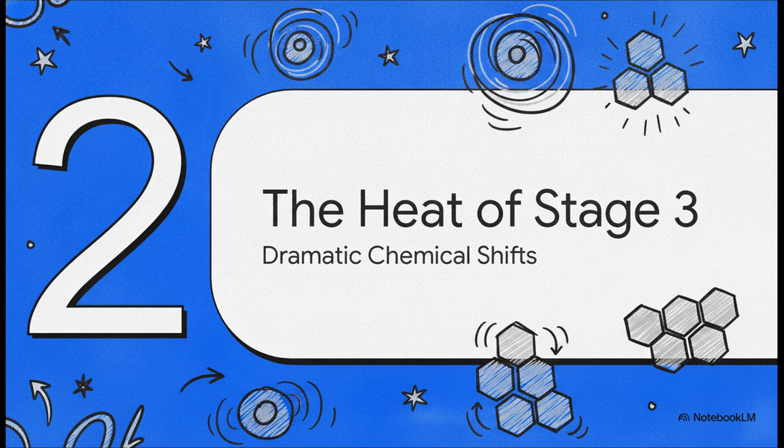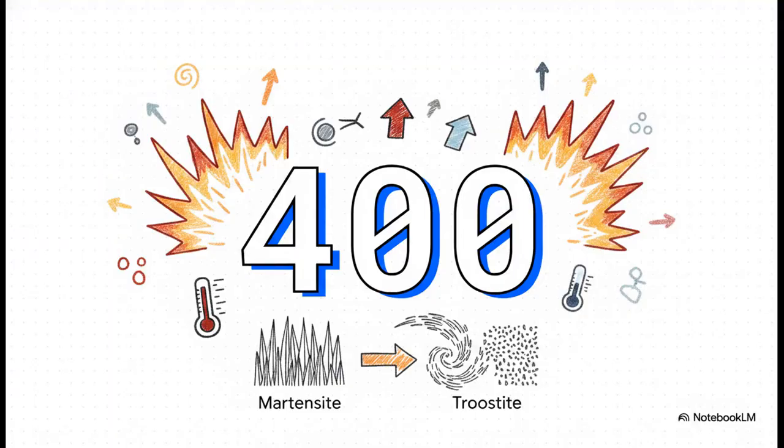Which brings us to section 2, the heat of stage 3, dramatic chemical shifts. This is where things get really interesting. Seriously, lock this number into your brain for your exams. 250 to 400 degrees Celsius. When we blast our Martensite base with a specific band of heat, we're feeding it the exact thermal energy it needs to force a massive, and I mean massive, structural change.